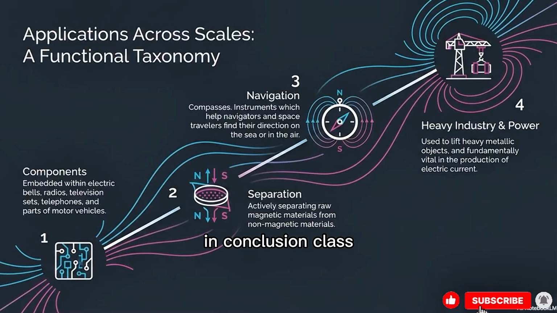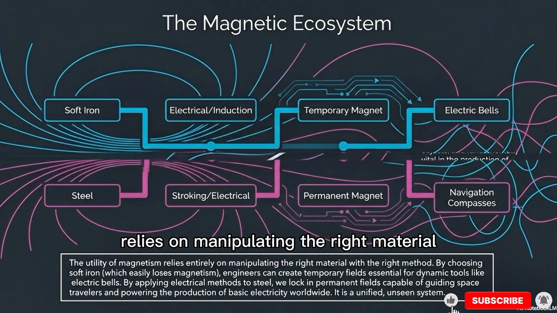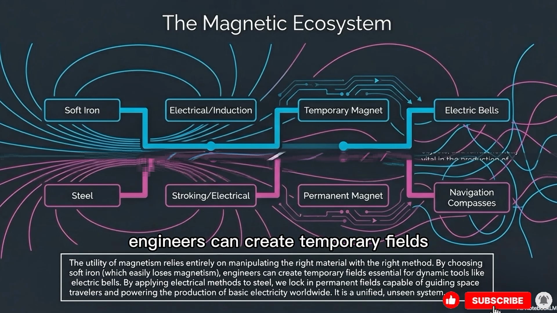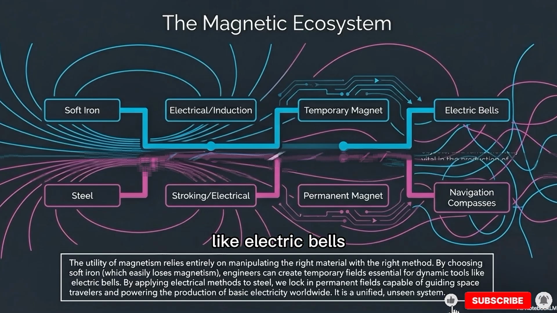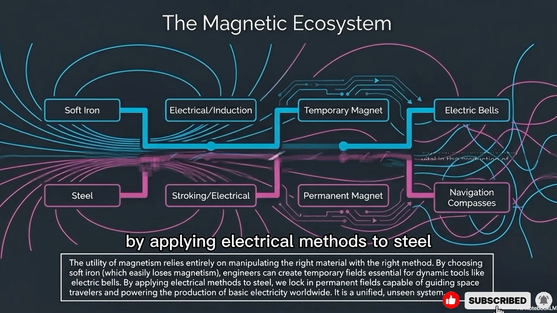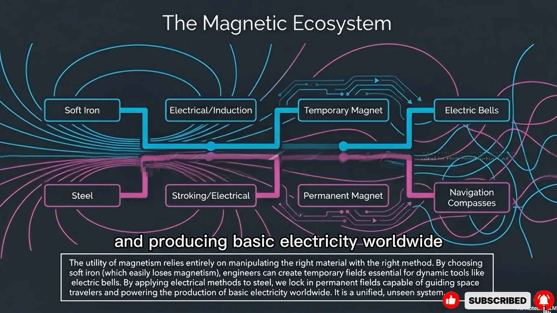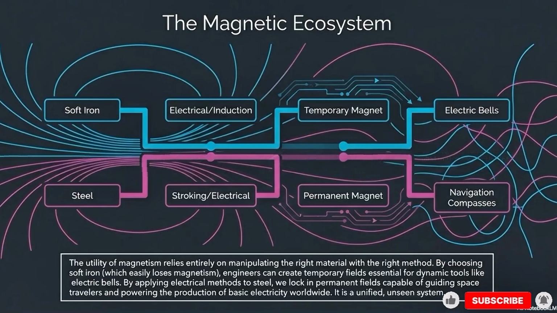In conclusion, class, the entire utility of magnetism relies on manipulating the right material with the right method. By choosing soft iron, engineers can create temporary fields essential for dynamic tools like electric bells. By applying electrical methods to steel, we lock in permanent fields capable of guiding space travelers and producing basic electricity worldwide. It is truly a unified, unseen system.